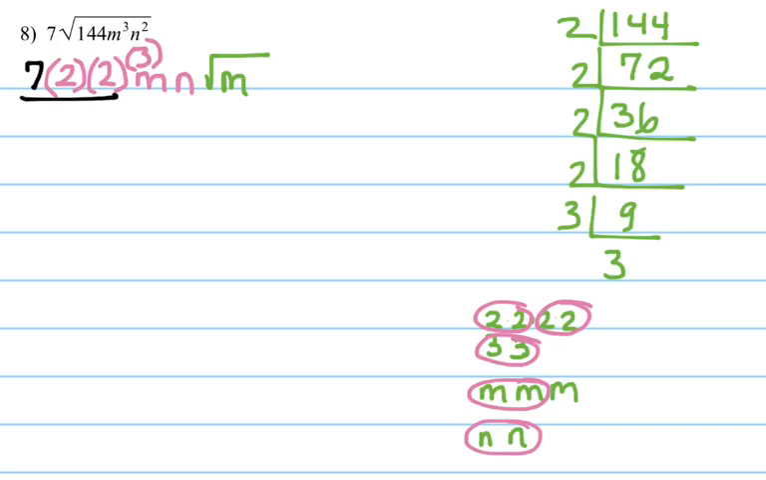So we multiply all that together, it's going to be 84. M n times the square root of m.